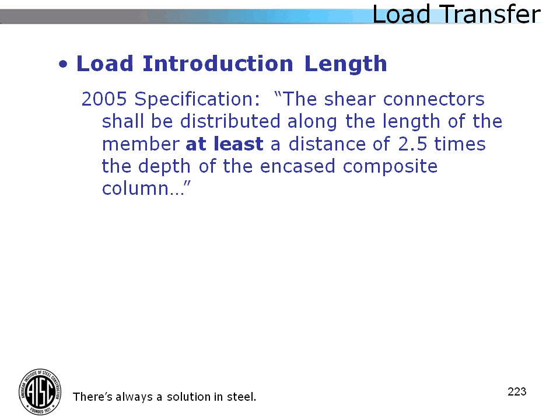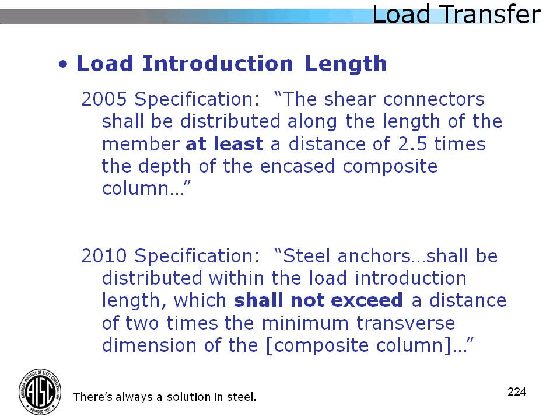One sort of last topic to touch on is the topic of load introduction length, which is how quickly you need to transfer these shears. In 2005, we said that the shear connection shall be distributed along the length of a member at least a distance of 2.5 times the depth of the encased composite column. In 2010, this was changed to say that the anchors shall be distributed within the load introduction length, which shall not exceed a distance of 2 times the minimum transverse dimension of the column. Now, for those of you who are still paying close attention, these basically said exactly the opposite of one another.